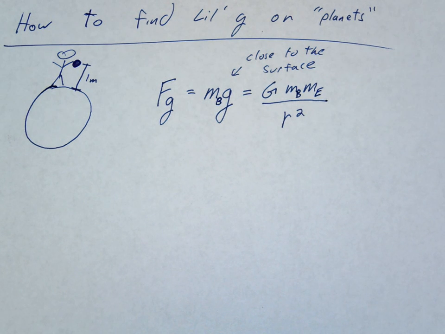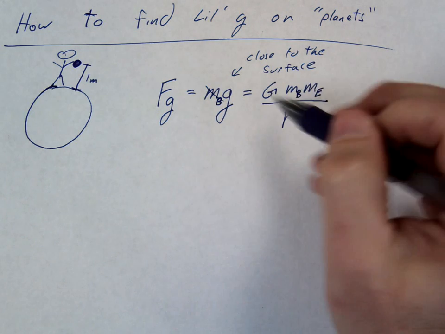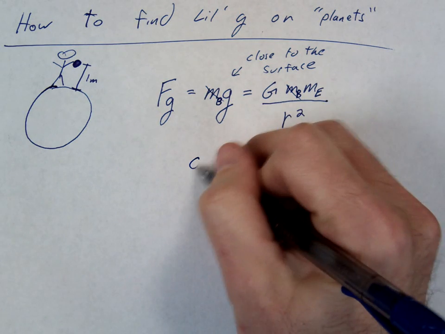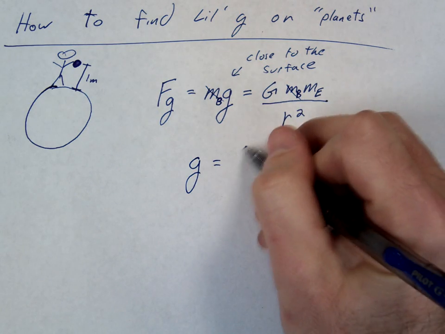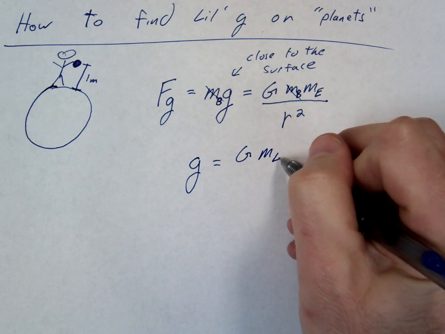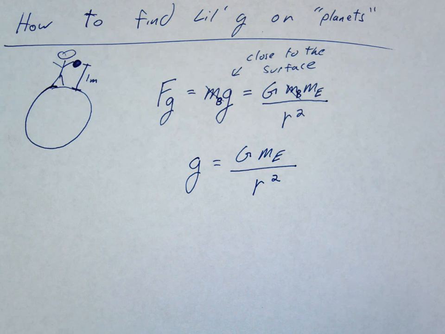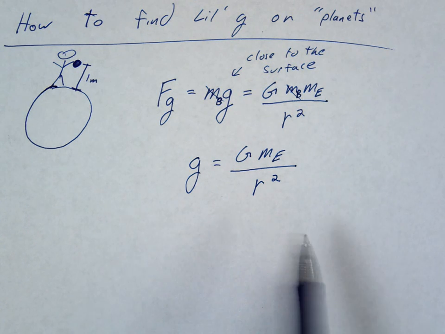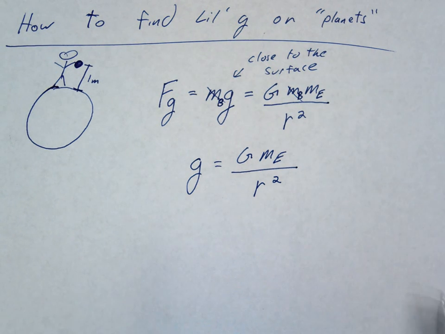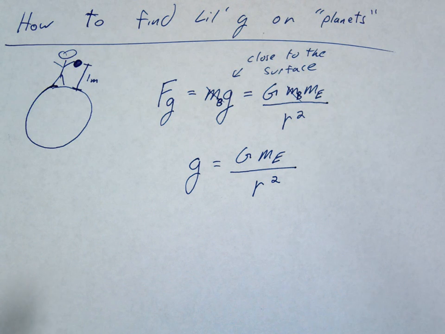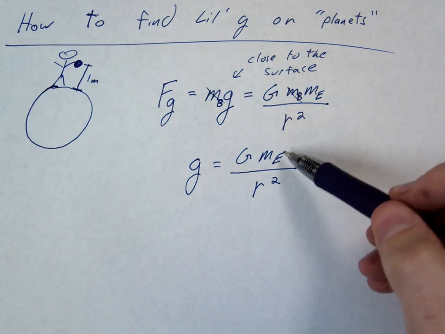So notice what happens here. The mass of the ball cancels. So little g is not dependent on the ball's mass. And we learned that back on day 2 or day 3 of this class. When I drop things, its acceleration does not depend on the mass of the object, right? What does it depend on? The mass of the Earth.